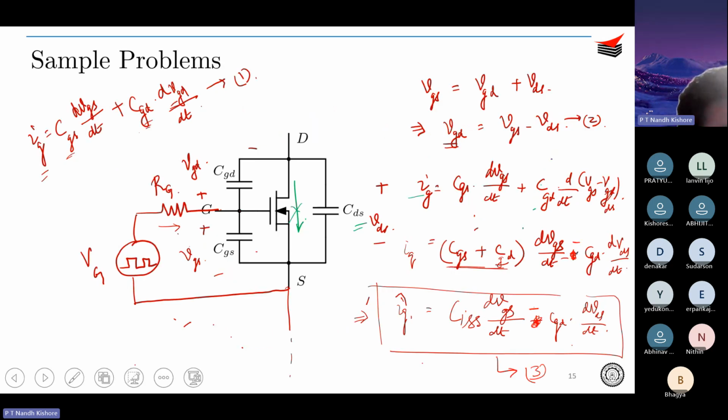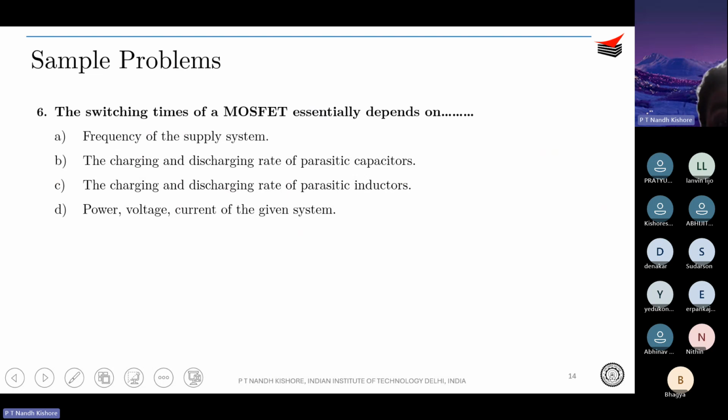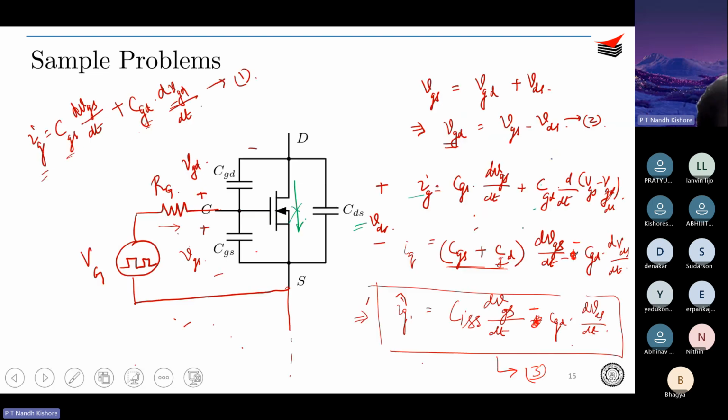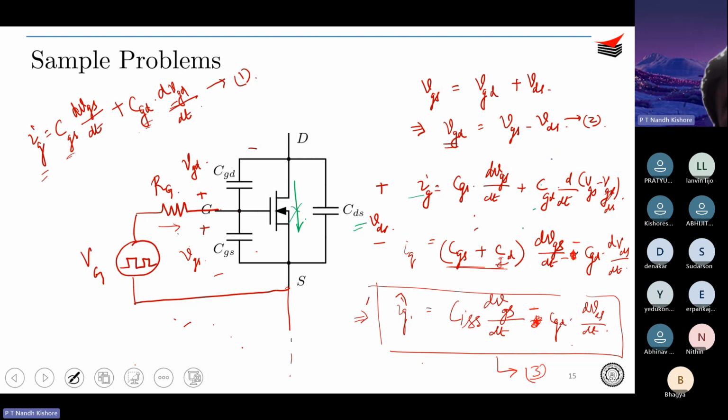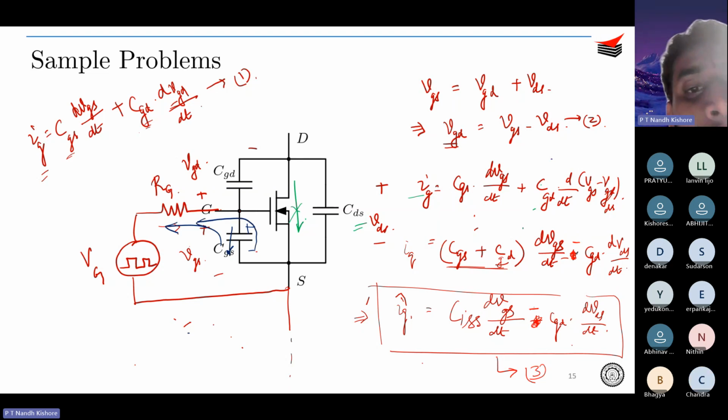So essentially, the switching times depend on the charging and discharging of these capacitors. I just took the example of MOSFET turn on alone. Similarly, you can have the same for MOSFET turn off, just that the currents will be in the opposite direction. During turn off, the capacitor will discharge. When the capacitor charges up, the current is like this. When the capacitor discharges, the current will be like this. You are taking current out of the MOSFET capacitance.